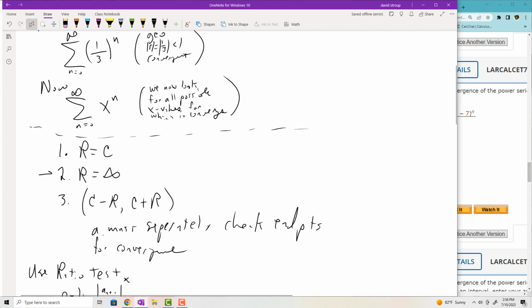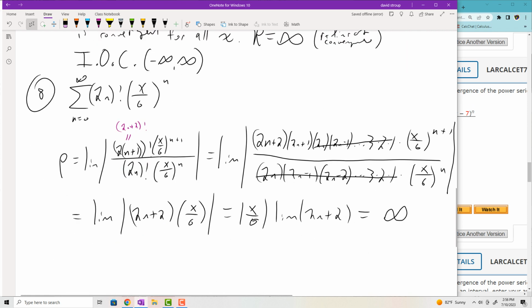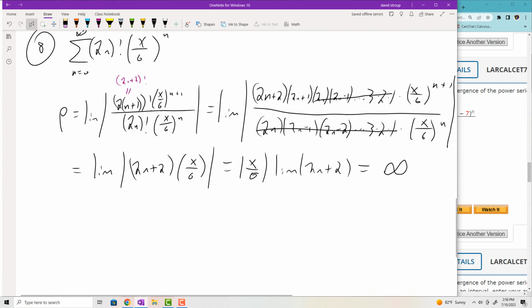So we already solved case 2. This is case 1, where C is the center. And in this case, the center is 0. So the limit will converge. This rho value will equal 0, which is less than 1. Therefore, it'll be absolutely convergent at 0.